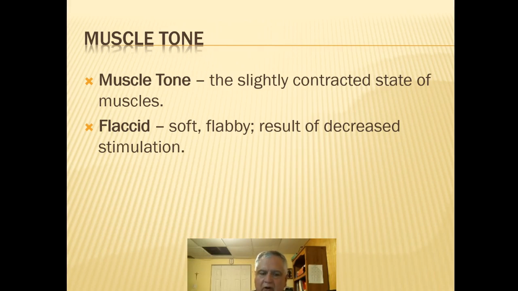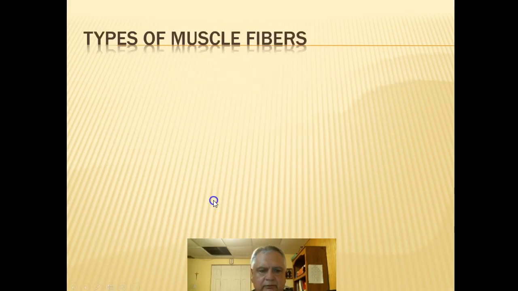When a muscle is untoned, it is said to be flaccid. So soft, flabby muscles are what we call flaccid muscles. These result from decreased stimulation. So if you don't use your muscles to exercise or play over a certain period of time, they will begin to become soft and flabby. The muscles are said to be flaccid. And again, that's because of a decreased state of stimulation from the nervous system.